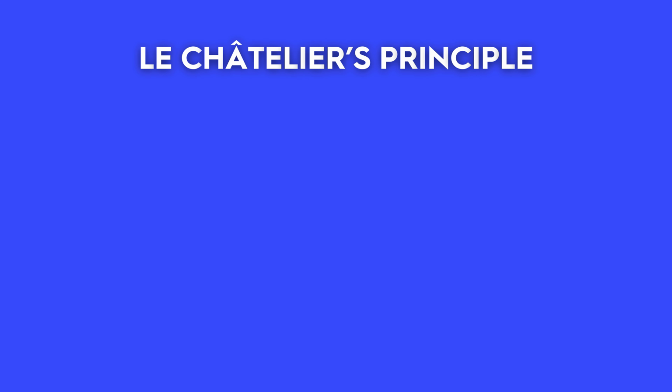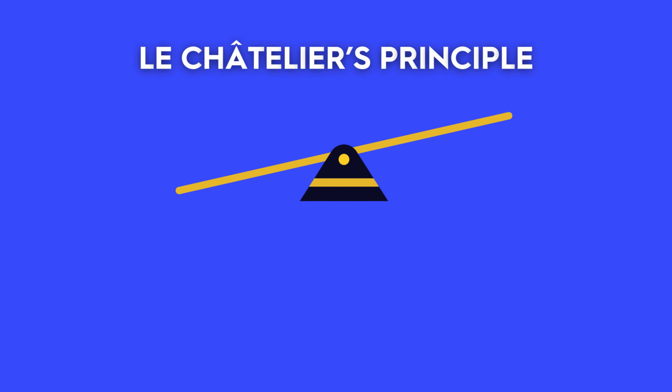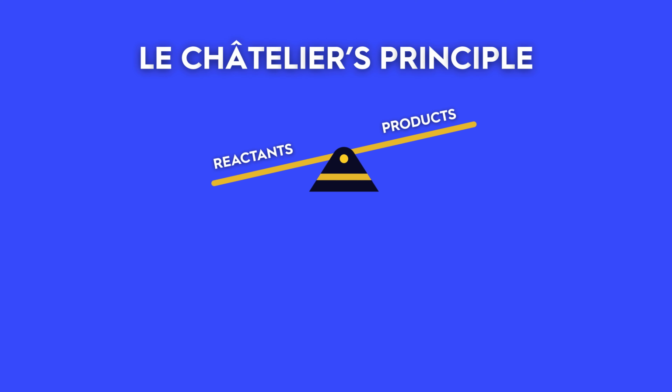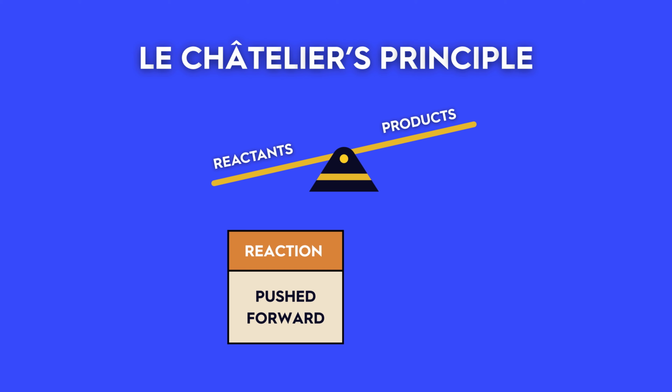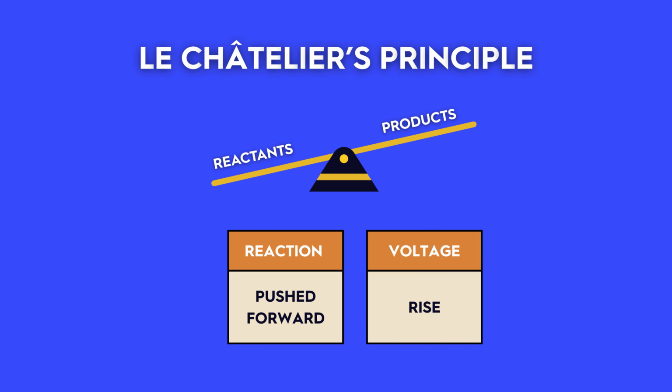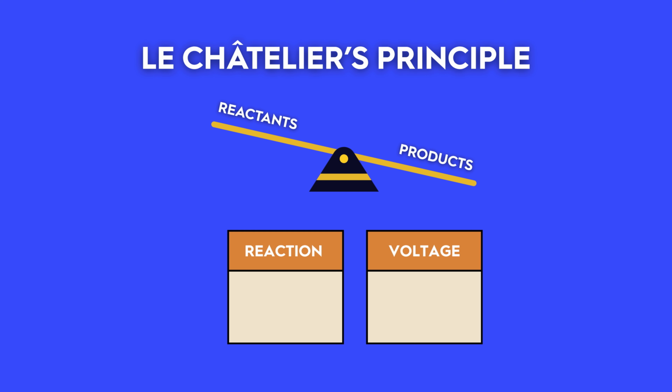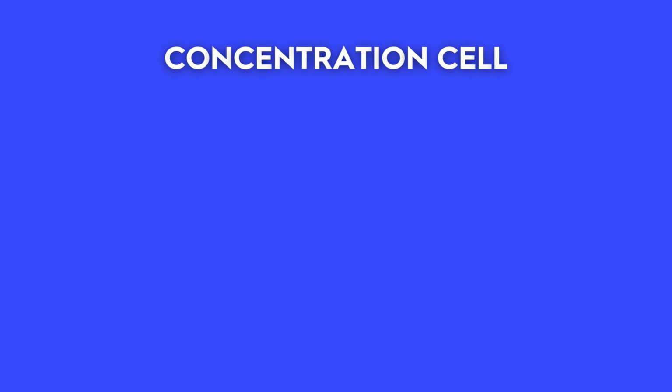By Le Chatelier's principle, if you increase the concentration of a reactant, the reaction is pushed forward and the cell voltage tends to rise. If you increase the concentration of a product, the reaction is pulled back and the voltage drops. Now here's the special case we call a concentration cell.